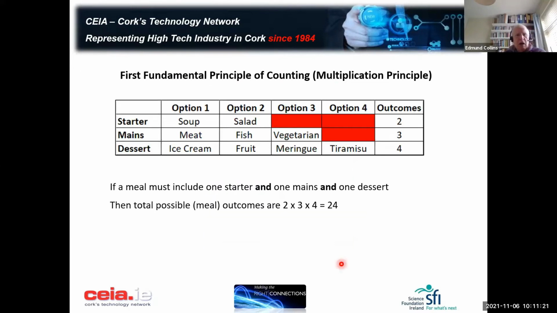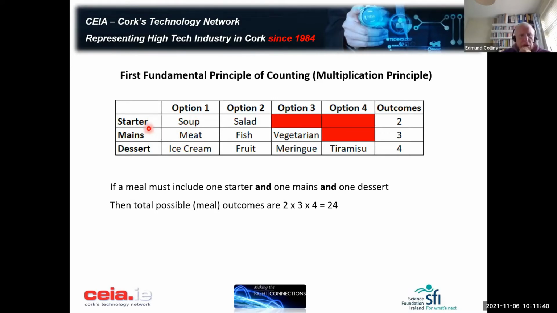So we'll start in on the principles of counting. The first principle we're going to look at is the multiplication principle. I set up quite a simple example here, but it does show the principle quite well, I think.